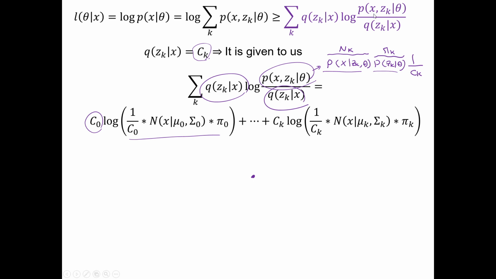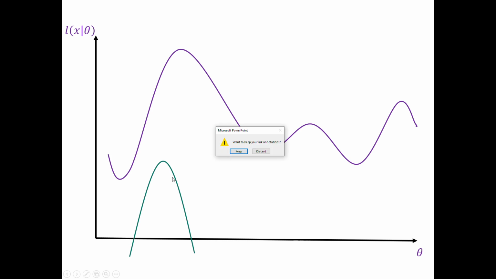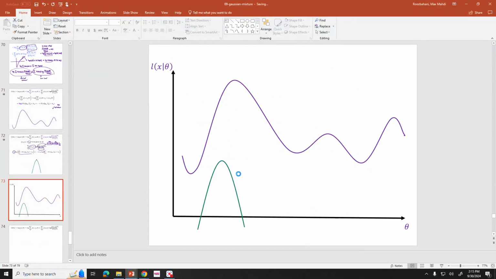So if I just expand this one and try to understand what is there, it becomes log of Gaussian plus log of Gaussian plus log of Gaussian. What does it mean? Log of Gaussian is what? Concave or convex? Concave. Plus log of another Gaussian. Concave plus concave is what? Concave. And so I'm expecting this function to be concave. Is it easy to optimize? Very easy.